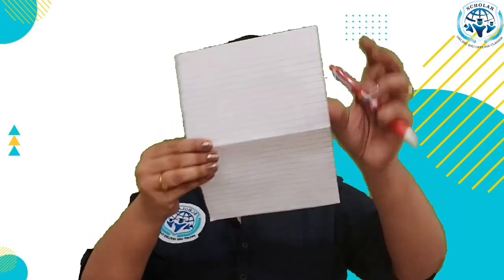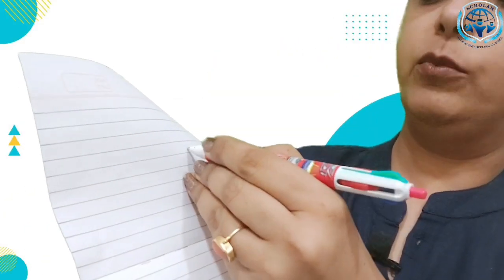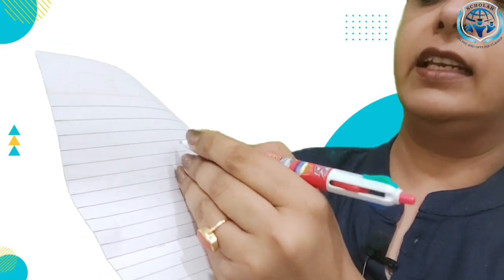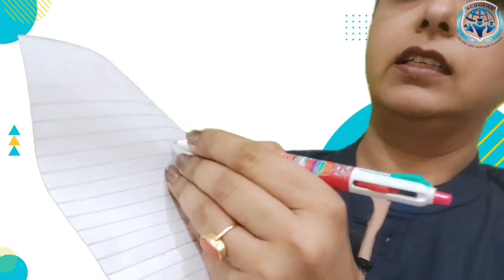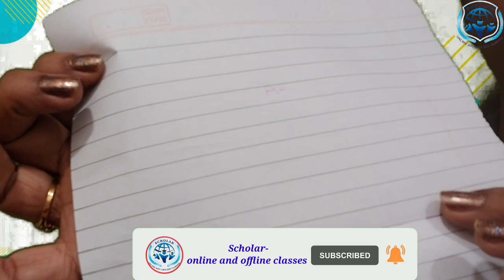This is a sheet of paper. Fold this paper like this, right? Now, this is a line. This fold, this line is L. Now, take any point outside this line. This is point A. You can see. This is point A, right? And this is the line. I made the dotted line.